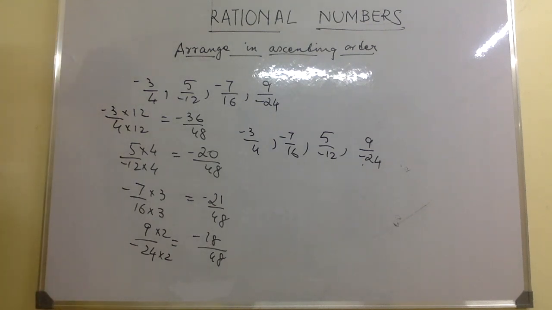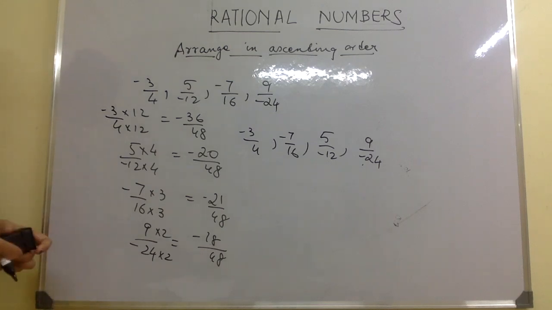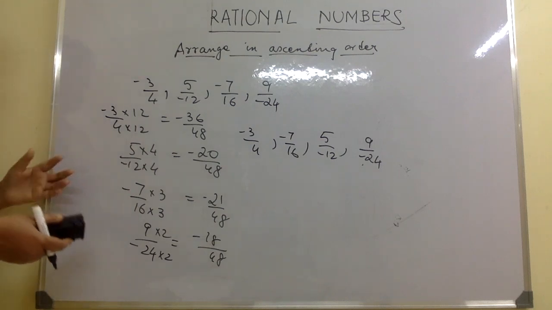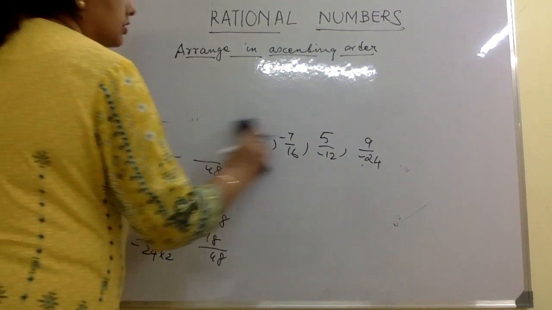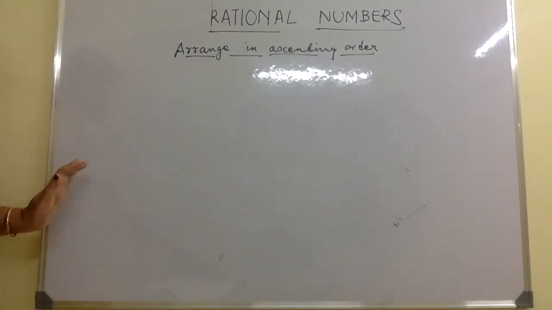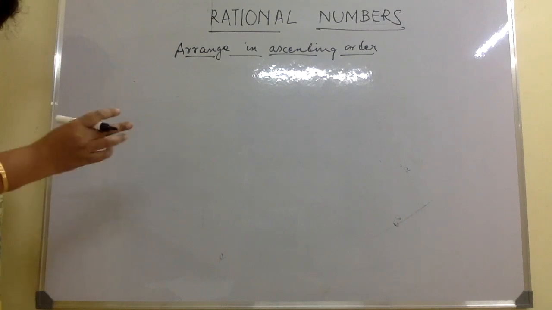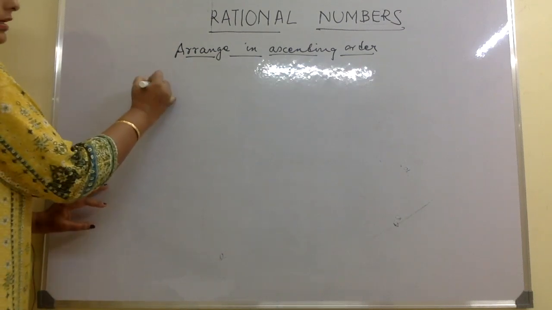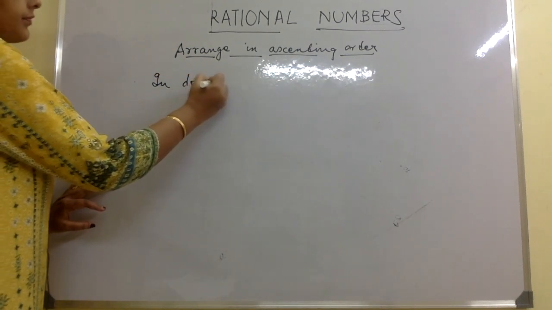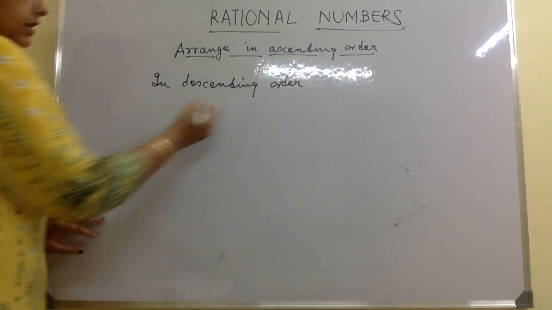Then we'll now do sums in descending order. It's absolutely the same thing, only we'll have to reverse the situation. Because here all were negative, we have to think one bit more. Had they been positive, it would have been easier. Arrange the following rational numbers in descending order.